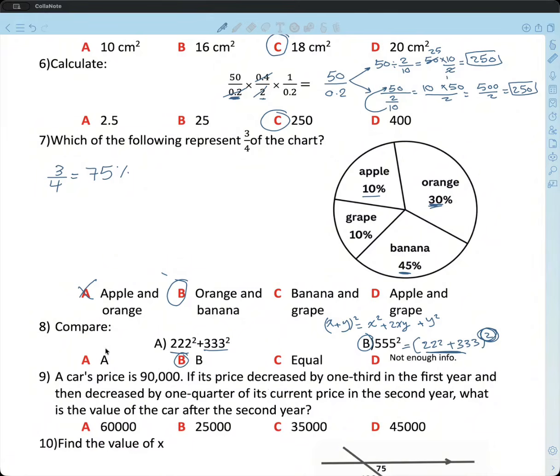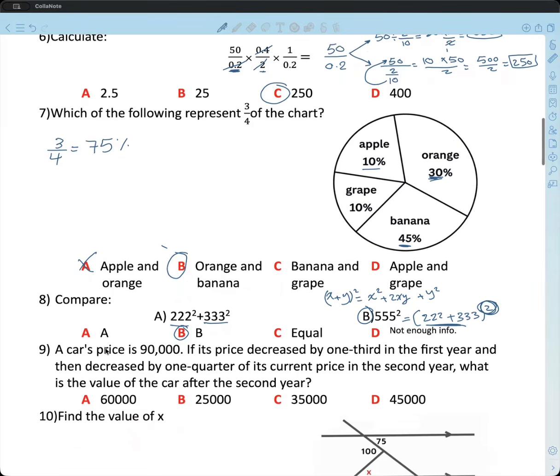Let's move to the next question, question 9. A car's price is 90,000. If its price decreased by 1/3 in the first year, then decreased by 1/4 of its current price in the second year, what is the value of the car after the second year? So the initial price is 90,000. It decreased by 1/3. So if you want to calculate the decreased price, you will multiply it times 2/3.